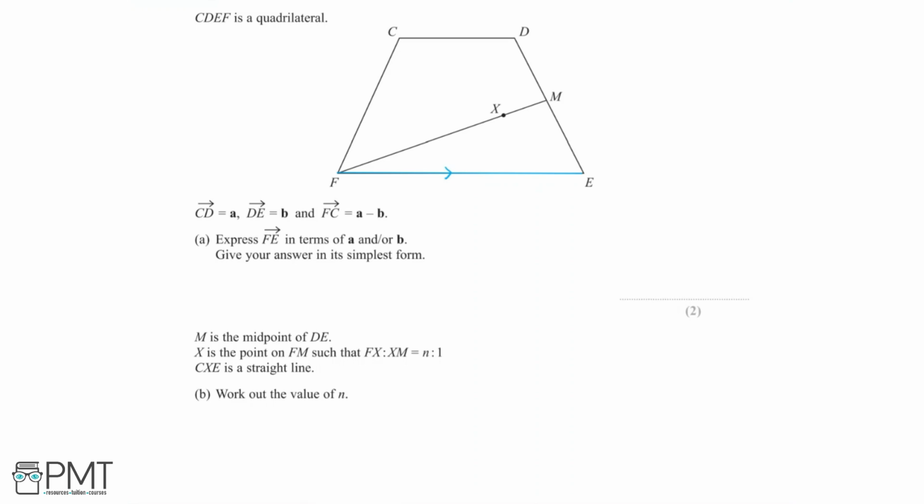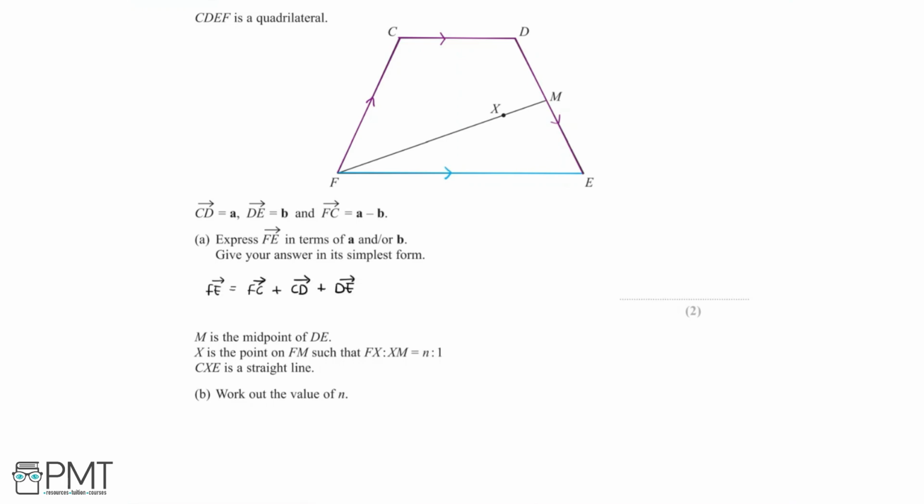Well, to get from F to E, we can start by going from F to C. Then we can go from C to D. And finally, we can go from D to E. Well, now we have enough information to express the vector FE in terms of A and or B. We know that the vector FE is equal to FC plus CD plus DE.